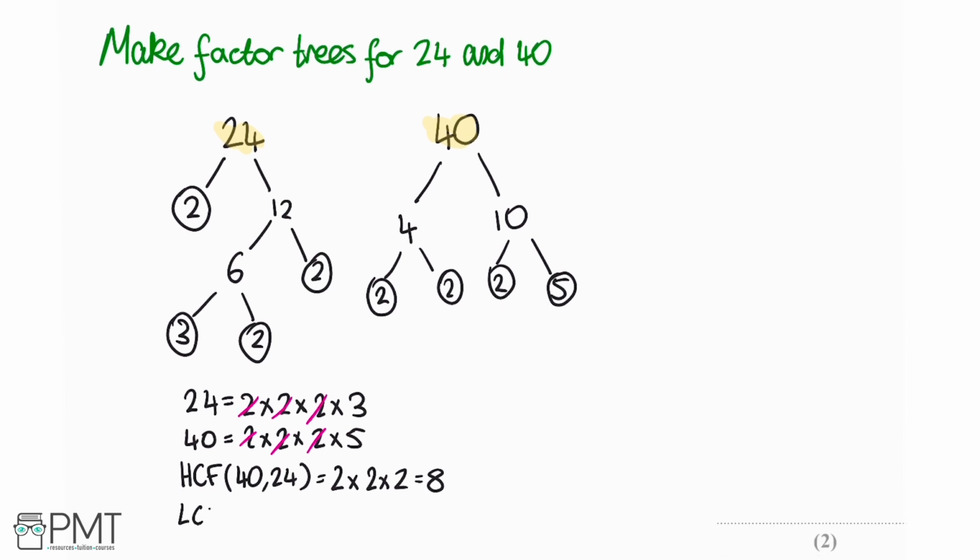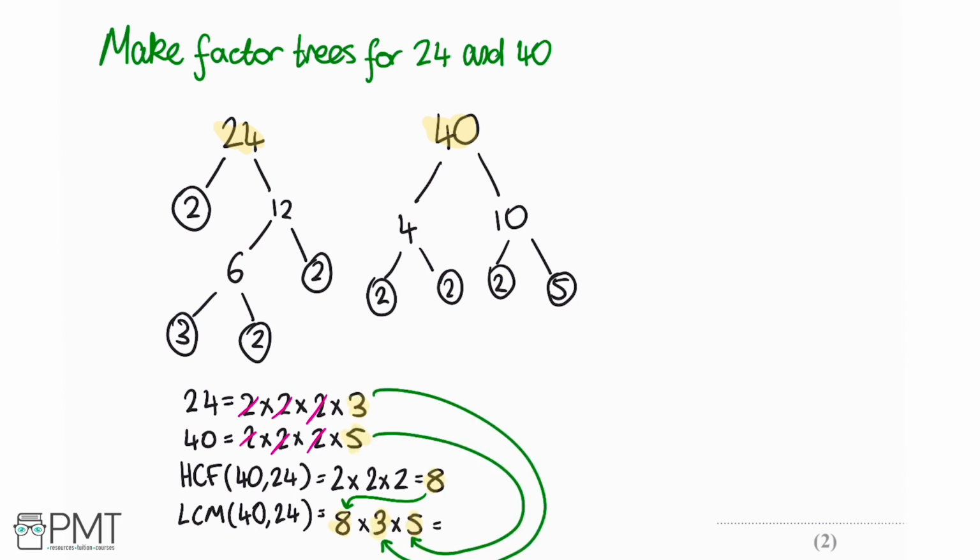Now the lowest common multiple of 40 and 24 equals our highest common factor, which is 8, multiplied by the numbers we had left. So multiplied by 3 and multiplied by 5. And doing that, we get 120. So again, our first mark comes from the factor trees up here, and the second mark for the final answer of 120.